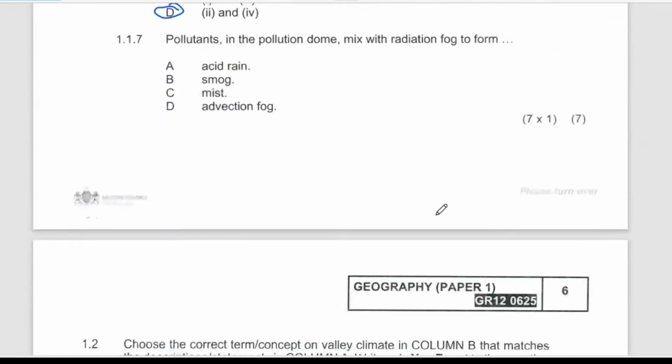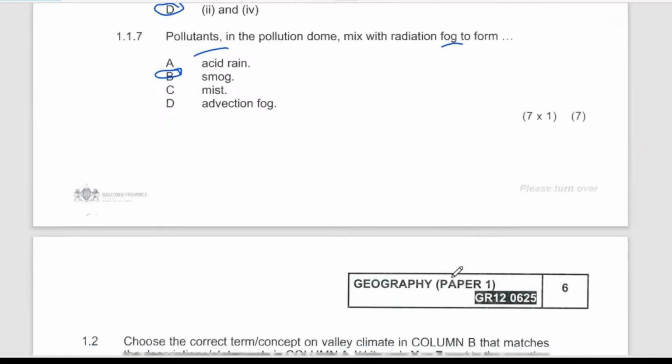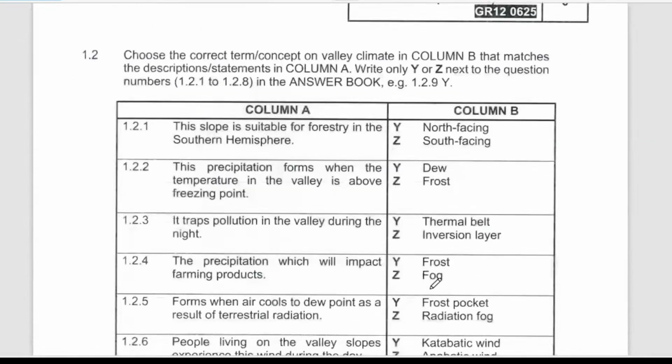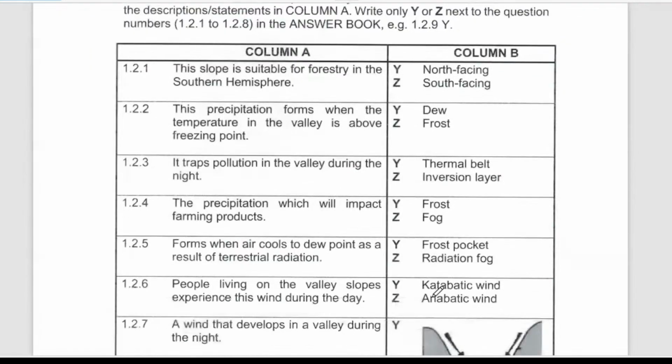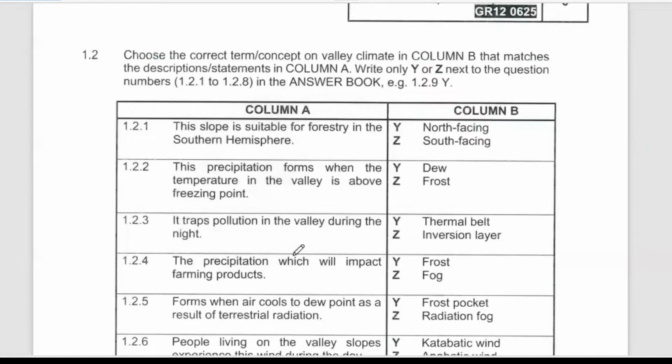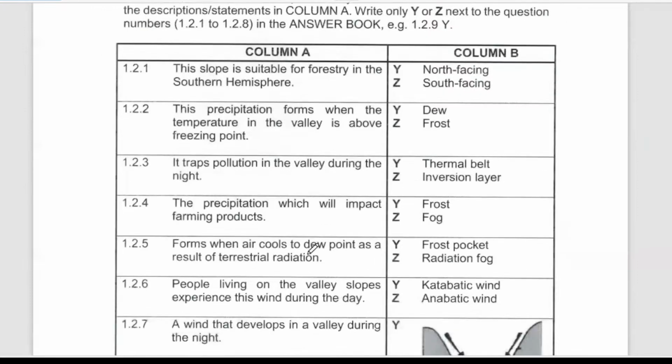Right, moving on to the next question. Pollutants in the pollution dome mix with radiation fog to form. The mixing of pollutants with fog, they form what we call smog. Right, we move on to the next question, 1.2. It talks about a matching question. Right, it's a matching question. We're going to analyze the matching questions and try to figure out the right responses.